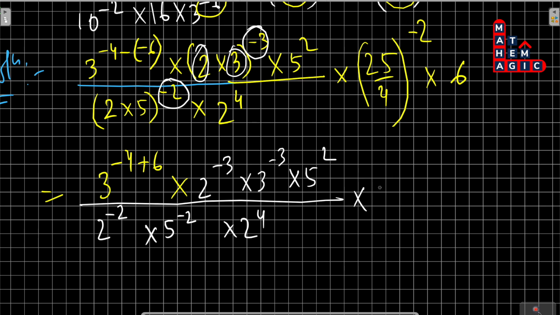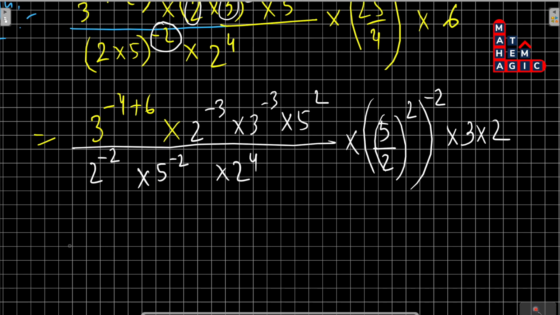So 25 is actually 5 squared, and 4 is 2 squared, so it's 5 by 2, the whole squared. And there is another power that was already there: -2 into 6 can be written as 3 into 2. Let's see, we can just start the cancellations now.